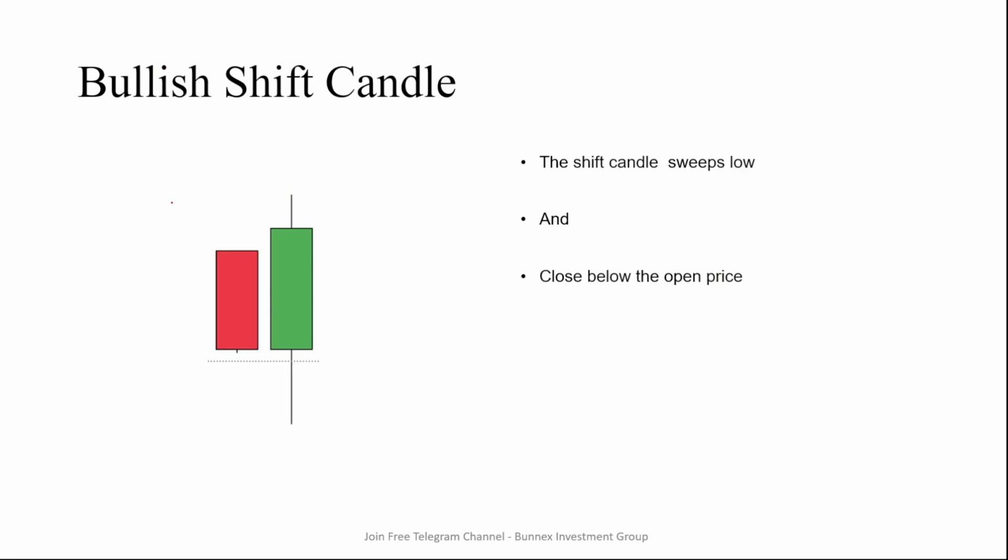Then this one is a bullish shift candle, where we can see that this is the lowest price of this particular candle. It has been swept right here, and then this candle closes above this particular opening price in this particular instance. So a shift candle is basically a candlestick that sweeps the high or low of its previous candle, and then it closes below the opening or above the opening, depending on the scenario that we might have.